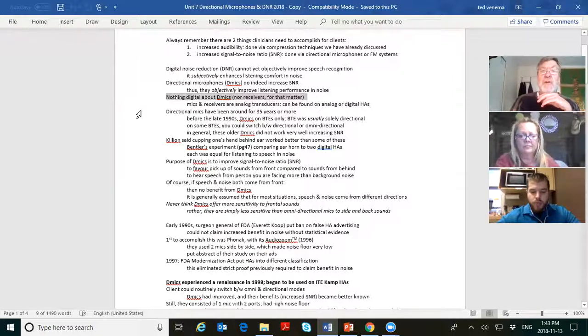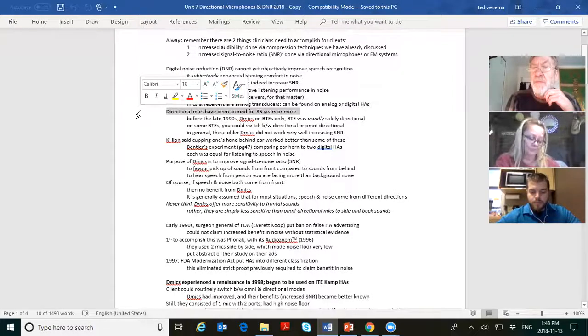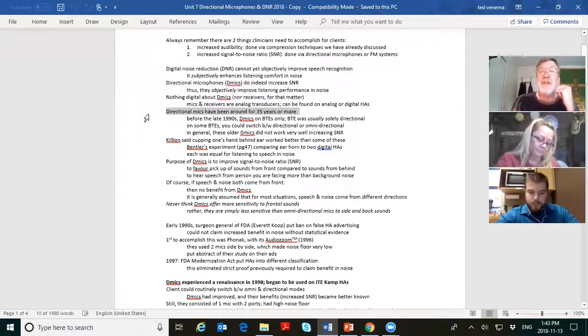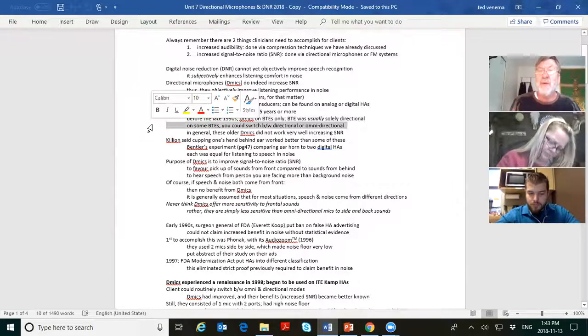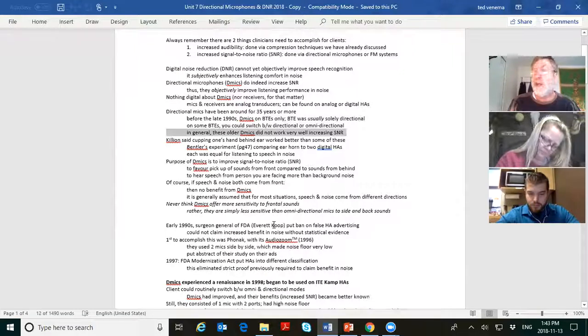Directional mics have been around for over 35 years. Before the late 1990s, directional mics were on BTEs only. The BTE was usually only directional. On some BTEs, you could switch between directional and omnidirectional. In general, these older directional mics didn't work very well at increasing SNR. D mics had a renaissance, a rebirth. The year was 1998. Watch what happened here.